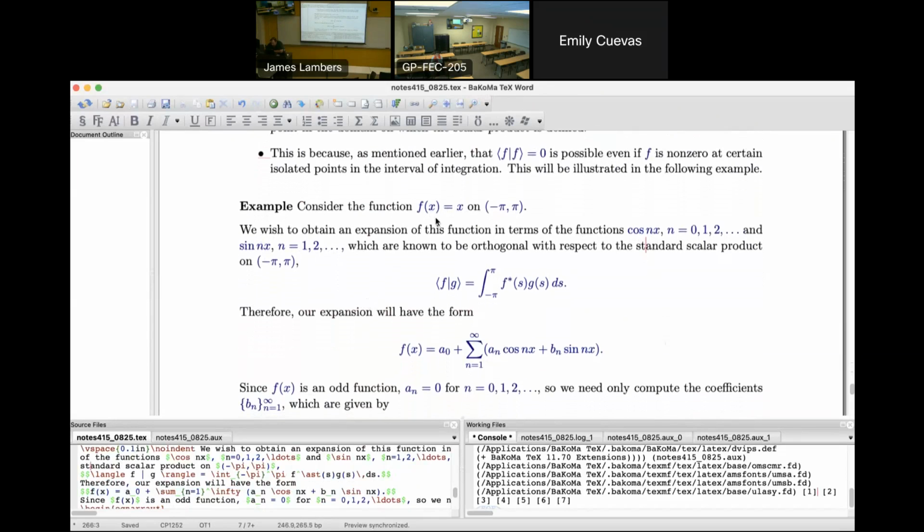Now, f(x) equals x is an odd function. Cosine is always an even function. If I take a scalar product of x with a cosine on an interval minus pi to pi, an interval that's symmetric around 0, I'm going to get 0. The integral of an odd function. The even function times the odd function is an odd function. So I can conclude right away that all the an's are 0. Get that out of the way. So really I'm going to get f of x as the sum of sines.